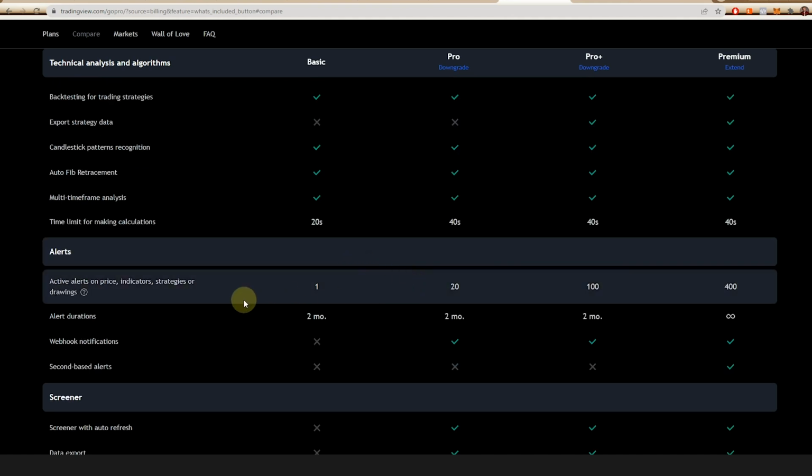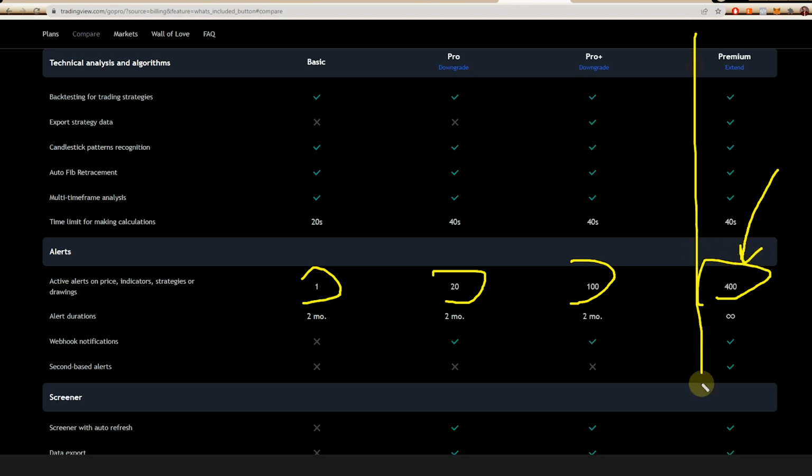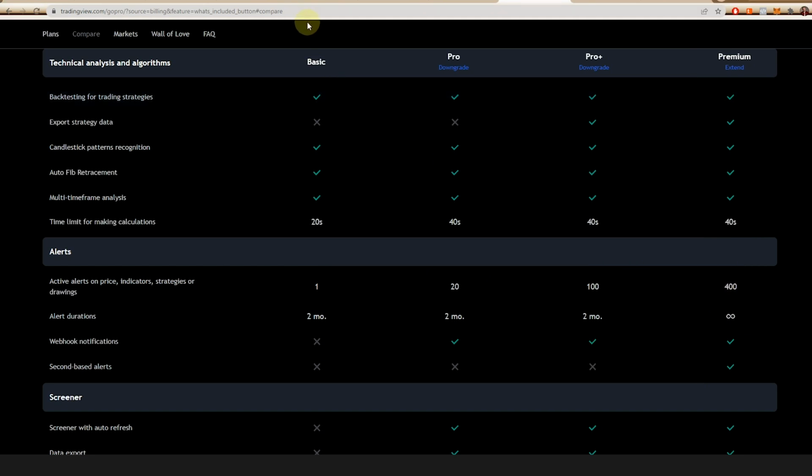The next important part is alerts, when you get notification about important levels. This part is really important for active traders, and that's the reason why I bought premium, because my alert duration is unlimited and I have 400 alerts. Why are alerts so important? You don't need to sit at the PC the whole entire day. You set an alert and you wait for the price to come to you to open a trade.